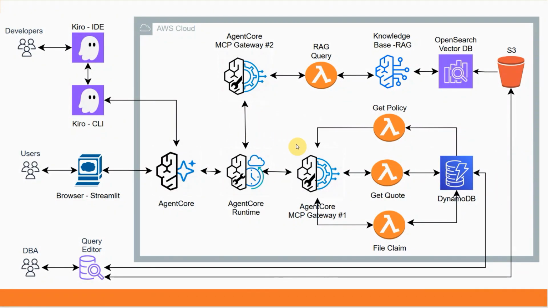So here is the topology of what we are going to be building in our 14 workshops. Let us take a look at the flow. There are two major flows here. This is the first flow, where gateway number one has three functionalities: getting policy information, getting a quotation, and filing a claim. So this is path number one. And the second path is gateway number two. This will explore the RAG functionality and uses the knowledge base agent to read the OpenSearch vector database.